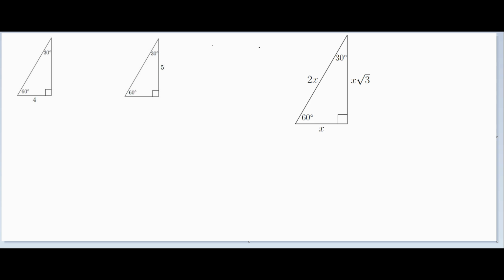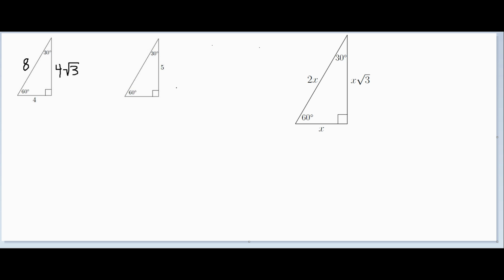If you look at the problem on the left and compare it to that triangle on the very right, you can line the two triangles up and see that x in this case is 4 because it's the side across from the 30-degree angle. So that means the hypotenuse must be 8 because the hypotenuse is just 2 times x, and the side across from the 60-degree angle must be 4 root 3.